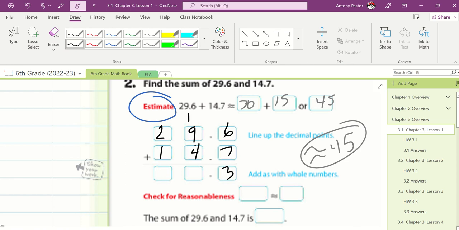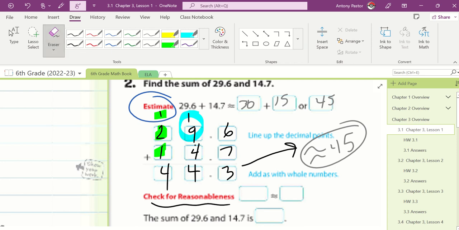Now, when I add multiple digits, I like to look at numbers that I can group together. For example, 1 and 9 together would become 10. And then I would add the 4 to it, which would become 14. Carry the 1. And I'm going to group again. I know 1 and 1 will make 2, plus 2 more will get me 4. So 44.3 will be my actual number, and the reasonableness, when they ask for check for reasonableness, 44.3 is very close to 45. Therefore, my estimation was correct.